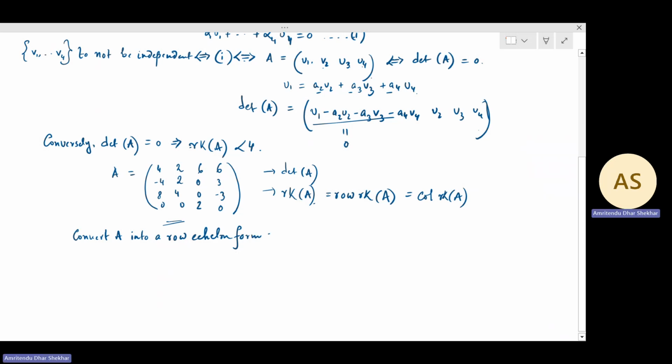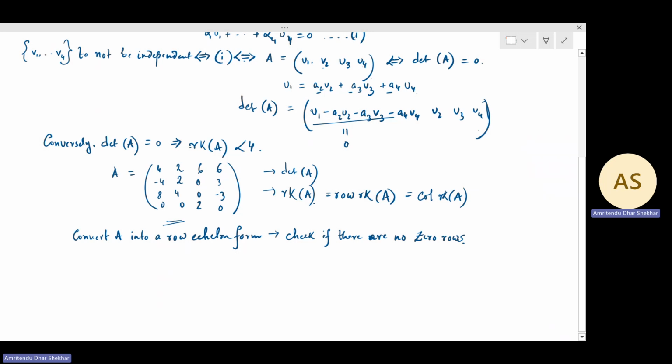And then check if there are no zero rows. If there are no zero rows, then the set is independent. And if there are zero rows, then the set is not independent. So it's an if and only if condition.